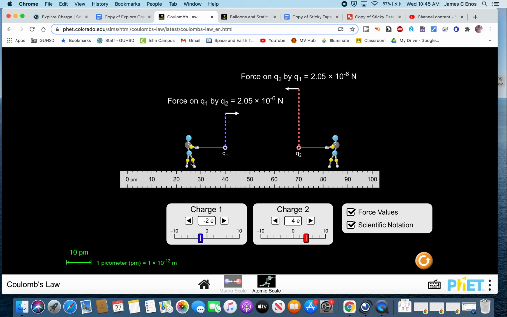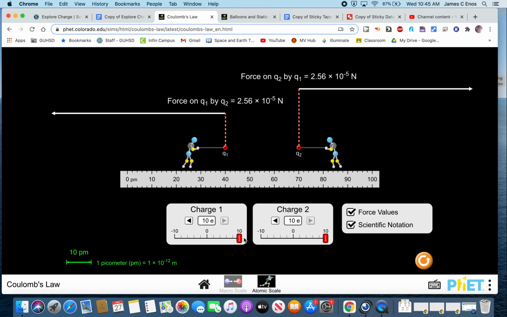And we can see that there's a relationship here between the force and the distance, where the force gets much smaller when it's farther away. We can also see this with respect to opposite charges and like charges. So I can move my charge 1 and make it a positive charge. And charge 2 I can keep as a positive charge, and I can increase the magnitude of both of them to the maximum, thereby allowing me to see what these forces are.